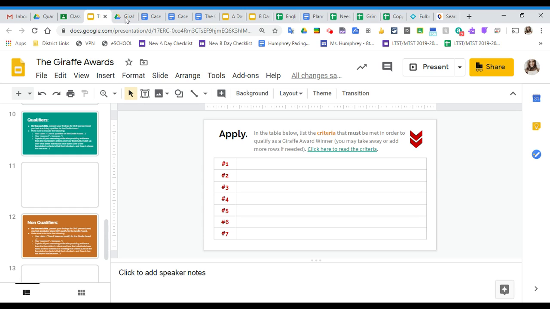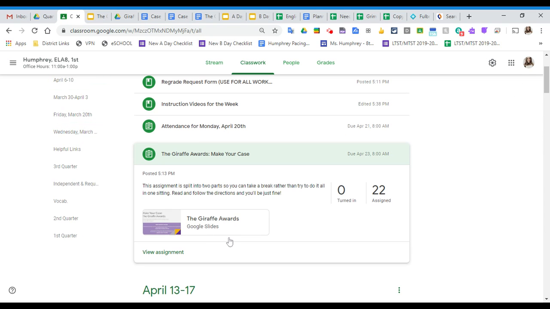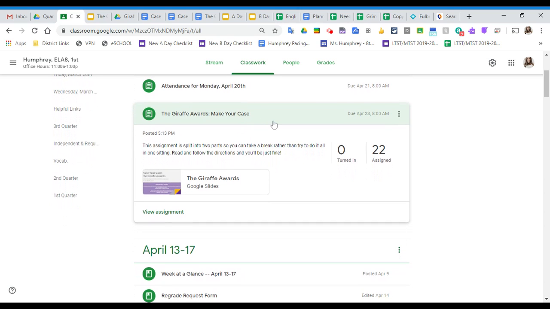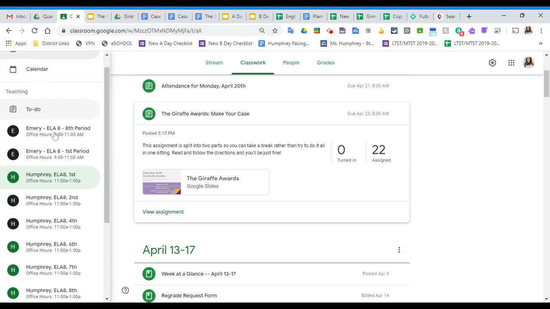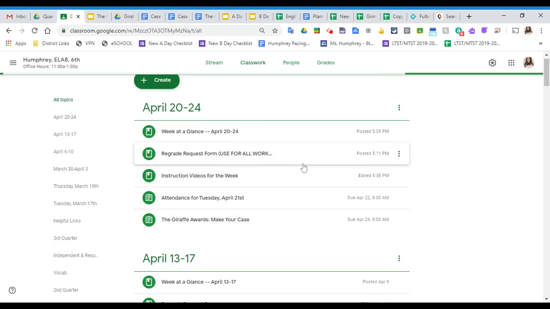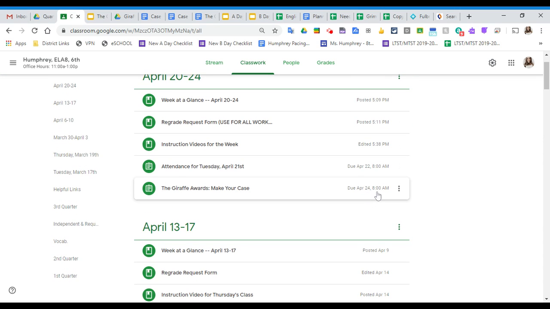So when you're finished with this, if you are an 8A person, so first period, second period, and fourth period, this assignment is due Thursday at 8 o'clock in the morning. So make sure you get it in by then. And if you are 6th period, 7th period, or 8th period, yours is going to be due on Friday at 8 o'clock, since you start a day later than everybody else.